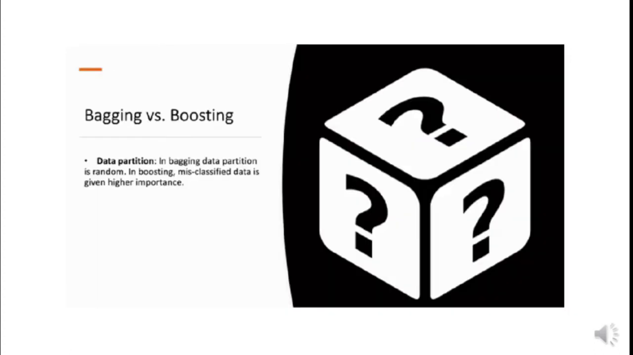Now let's look at some major differences between bagging and boosting. The first one is the data partition. In bagging, the data partition is random, whereas in boosting, misclassified data is given higher importance. If we haven't classified some data correctly, then in the next iteration we will try to give higher importance to that. In bagging, if you remember, we were increasing the data sets from the original one.